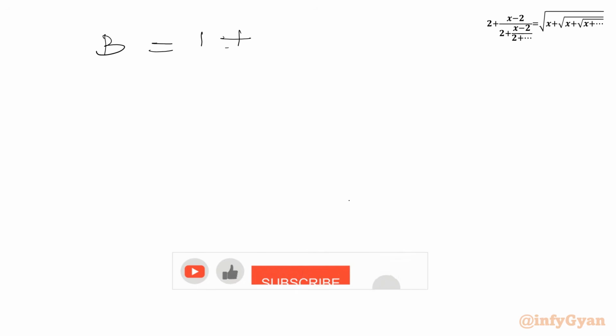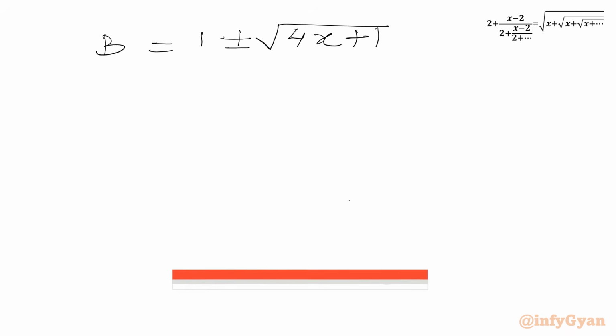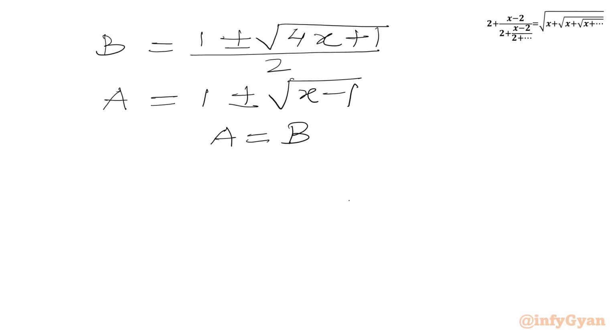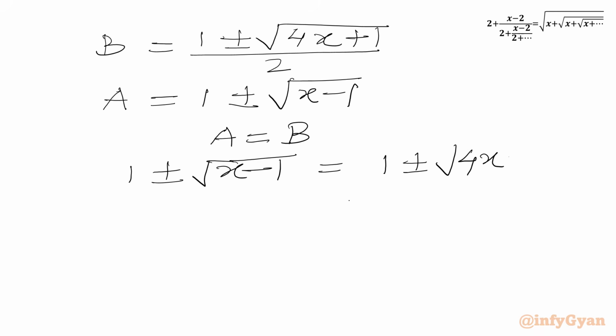1 plus minus square root of 4x plus 1 over 2. Now we will be writing A. A will be equal to 1 plus minus square root of x minus 1. Now A equal to B. So we will write A equal to B. So 1 plus minus square root of x minus 1. This is A. It must be equal to B. 1 plus minus square root of 4x plus 1 over 2.